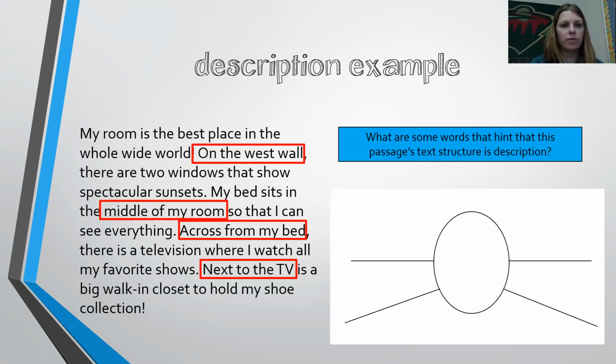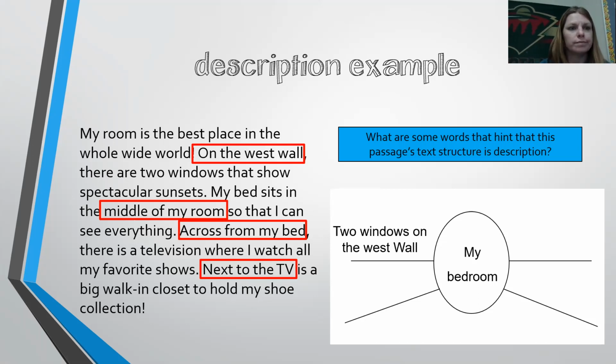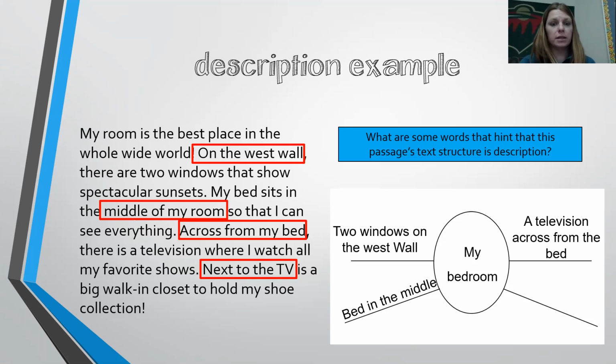And here is our graphic organizer. What's the topic? Well, it's in the first sentence, my bedroom. And what are the four details? Well, two windows on the west wall, bed in the middle of the room, television across from the bed, and next to that television is a big closet by the TV. So for description, it is just an idea, a space, a location, an item, and then just describing that item or place. Okay, so let's quickly review.